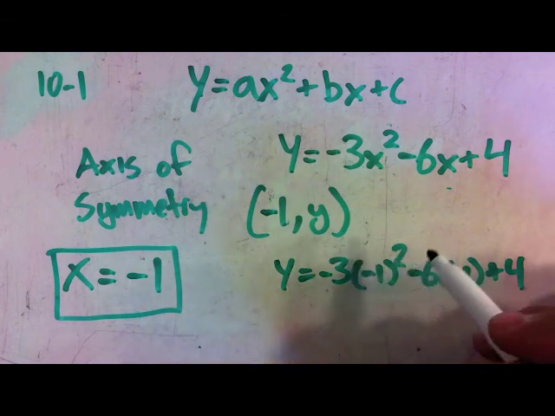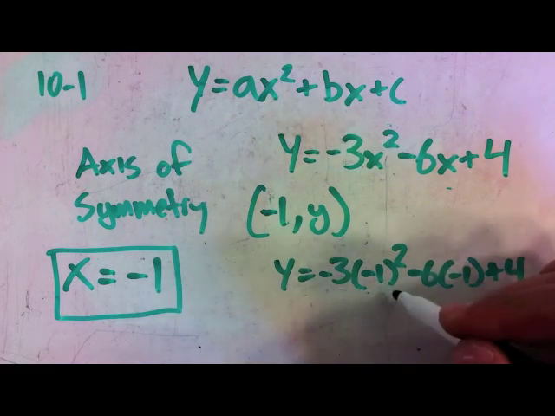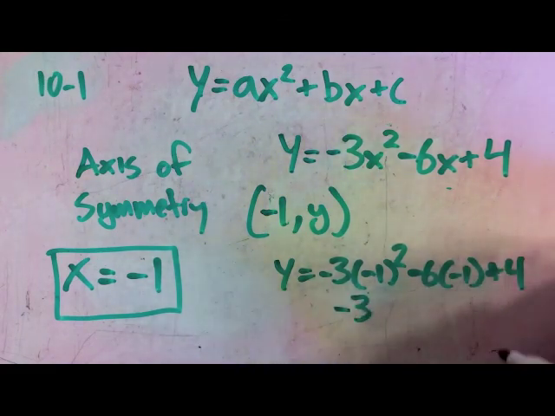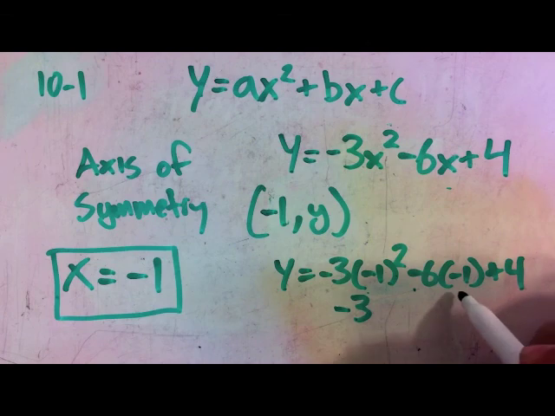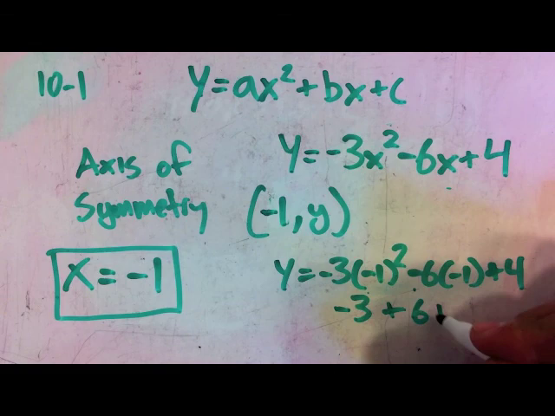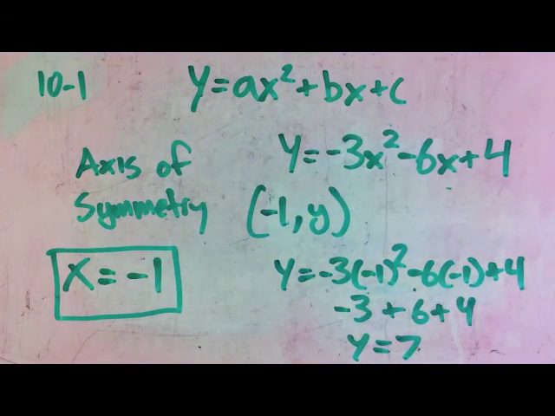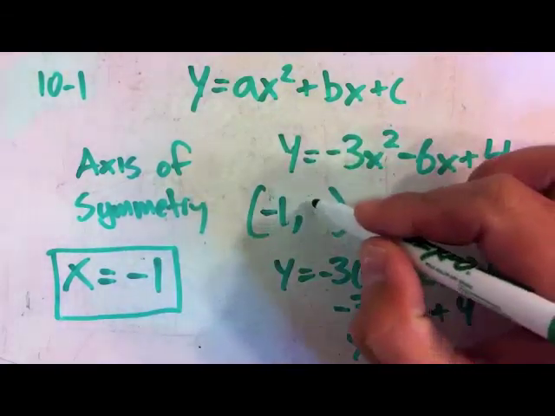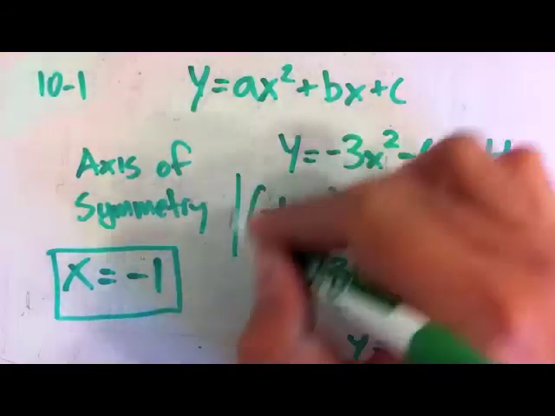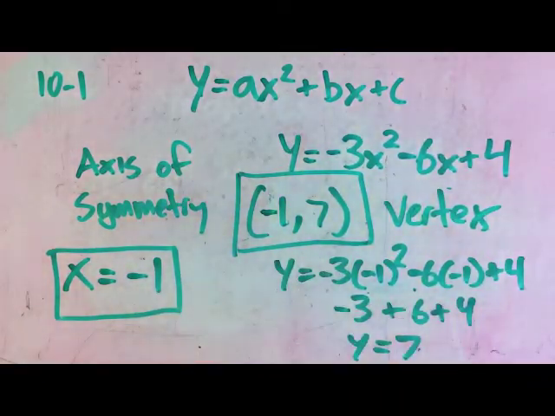So negative 1 times negative 1 is 1. And negative 3 times 1 is going to be negative 3. Over here we have negative 6 times negative 1. We know two negatives make a positive, and that's 6 plus 4. All this added up, that's 10 minus 3, which is going to be 7. So now that I have my y, I know that that replaces the y here. And my vertex is going to be negative 1 and 7.